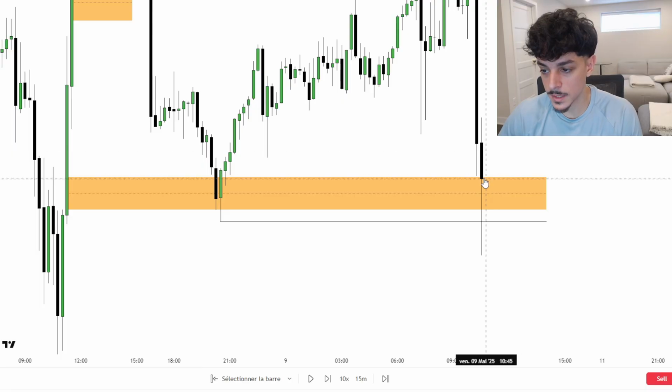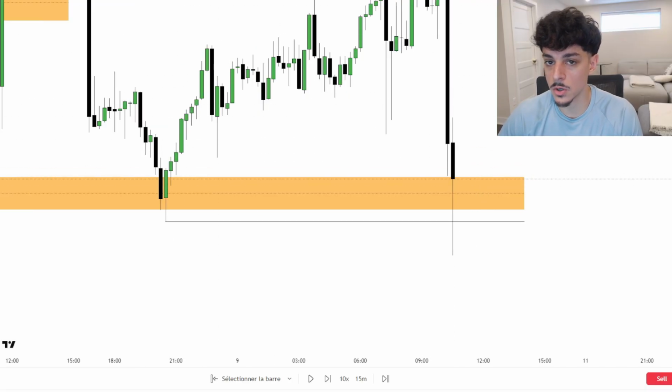Now that I have my step one, which is tap a 15-minute zone, I will scale down to a 1, 2, 3, or 5-minute chart to see is there a singular fair value gap where I can locate the sellers that are being aggressive when we entered the bullish zone.